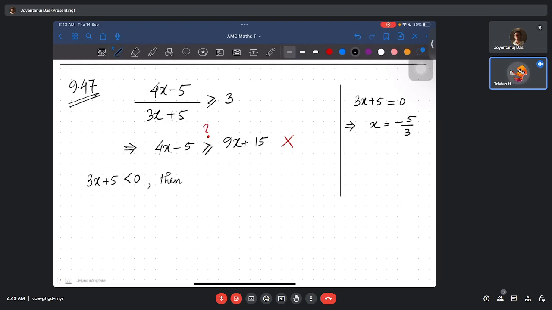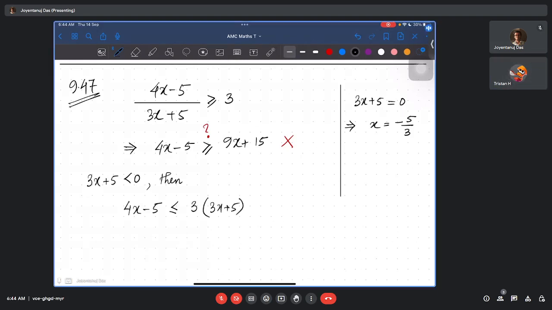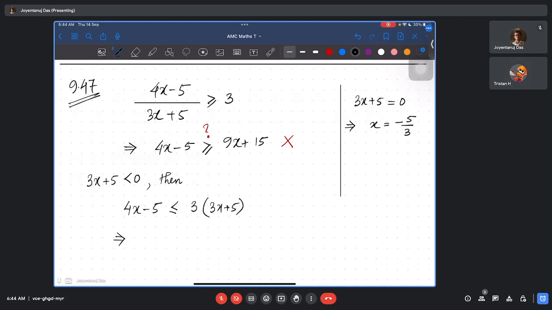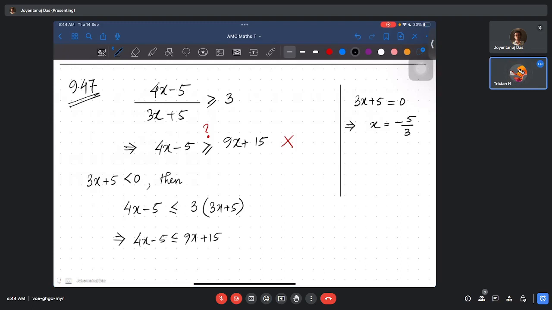Then the sign would flip when you multiply, and x would be less than negative 5 over 3. This one you're saying, right? Yes. So from here, what do you get? From there you get x is greater than or equal to negative 4.